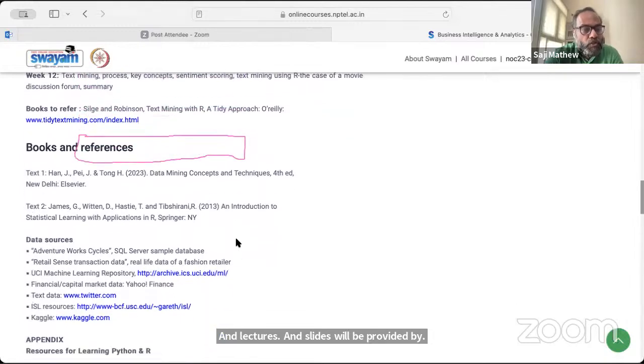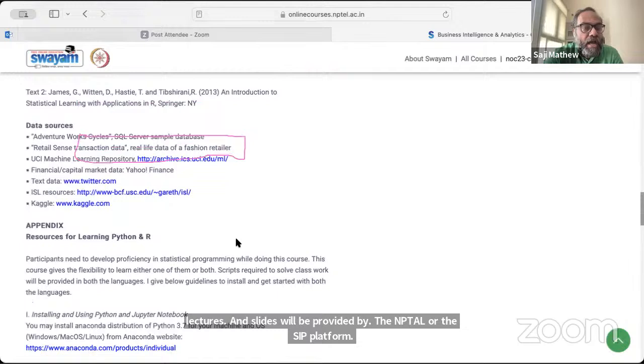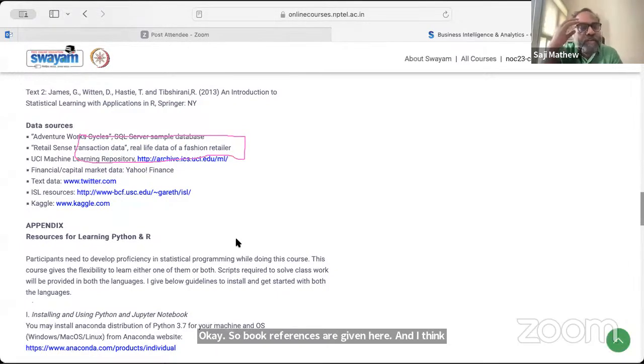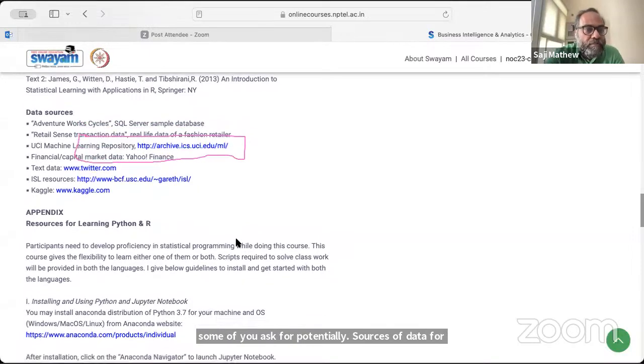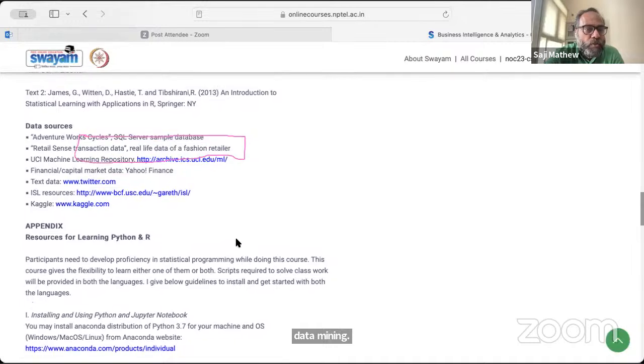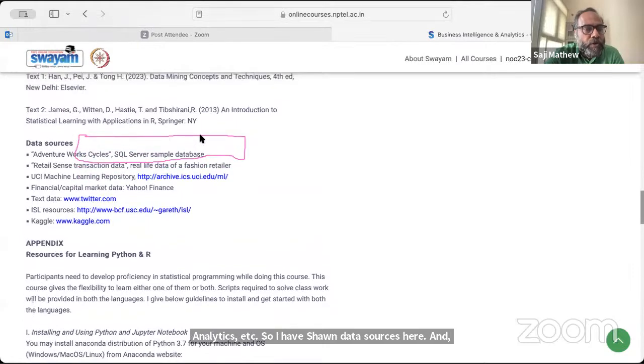and lectures and slides will be provided by the NPTEL or the SWAYAM platform. So book references are given here, and I think some of you asked for potential sources of data for data mining, analytics, etc. So I have shown data sources here. Some of them are online data sources, and some of them I will be using as part of the class instruction to solve problems during the class. You will come across that data, but you will not be given the data because that is proprietary. But there are other data archives which are available online.